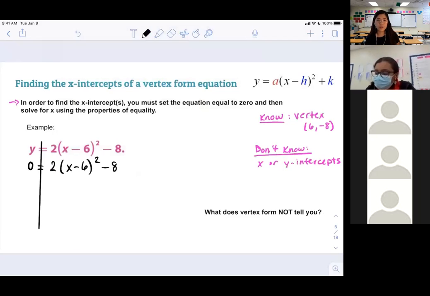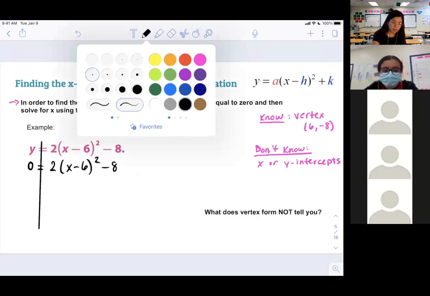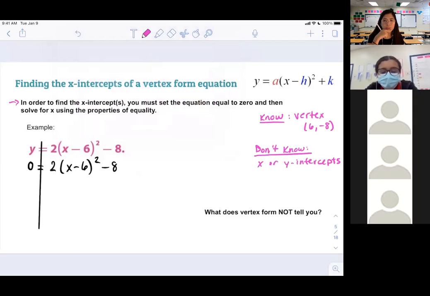Start with the original function, y equals 2 times x minus 6 squared minus 8. And let's work together to solve this. Figure out what's the value of x. What should I do first? I have a question. Don't you do the exponents with the parentheses first? Or do you distribute first?